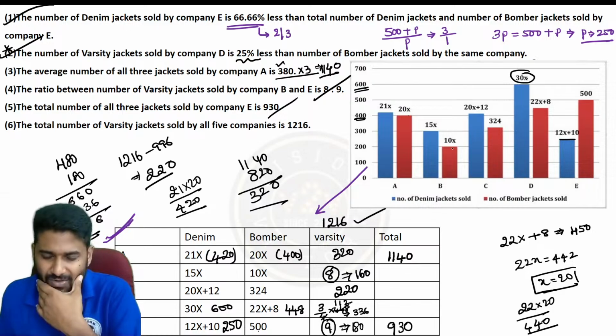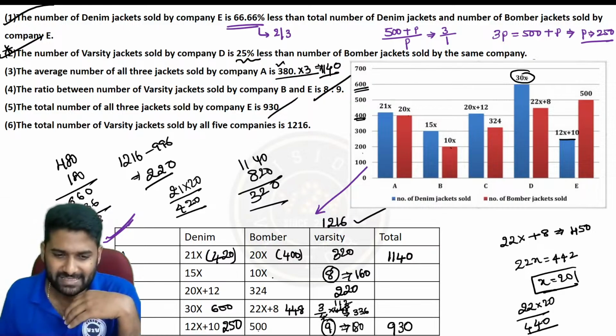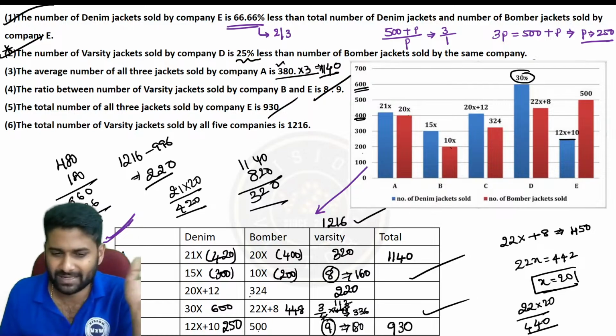B here. B's value. If 10x is equal to 200, then x is equal to 20. So it's 200, so definitely this is 300. Guys, you will get the data. So maximum, you will get this sum and you will get this sum. Now if you find this value, you will get the last answer also. So check with the data.